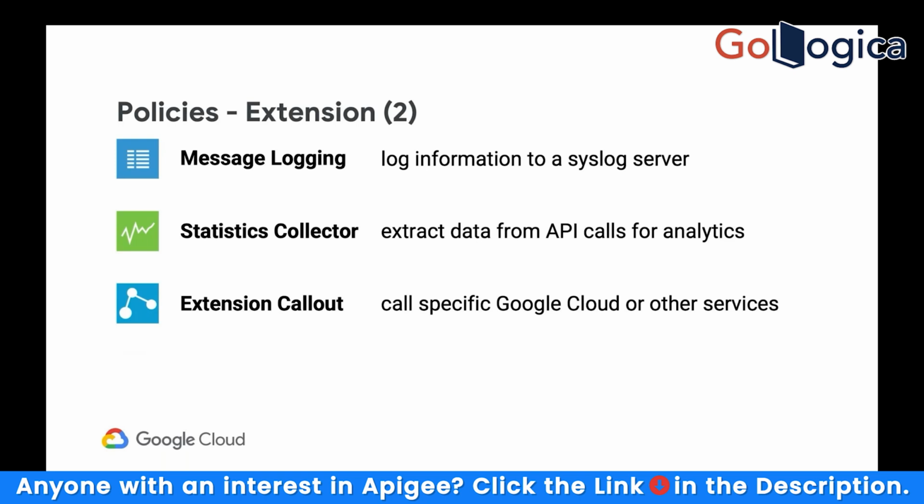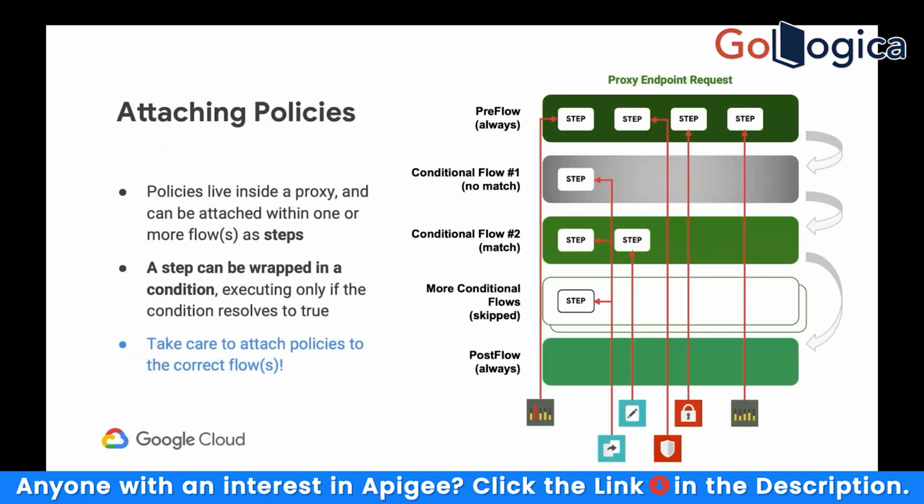There are some other policies also nowadays because Apigee has evolved, but these slides are a little bit old. Still, most of the policies we use are these. For example, now Apigee also has an HMAC policy and OpenAPI spec validation, where you can put the OpenAPI spec of the request and validate against it.